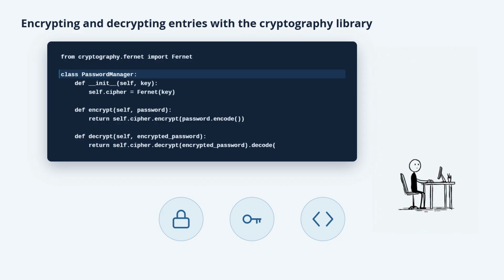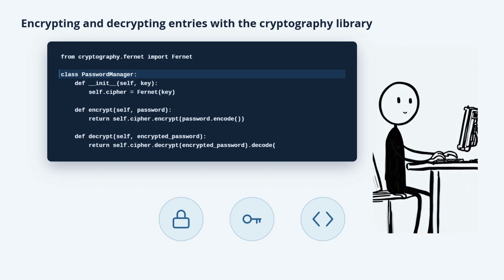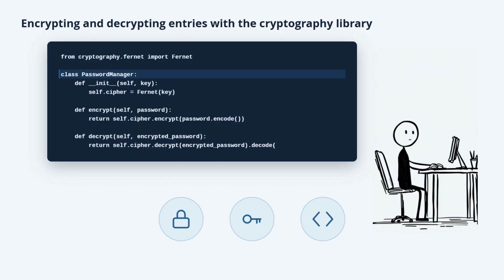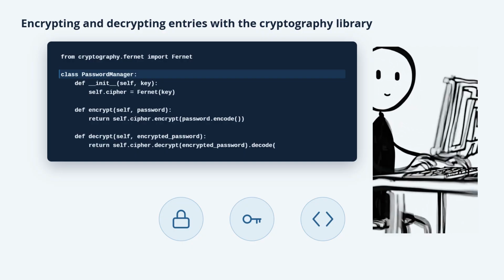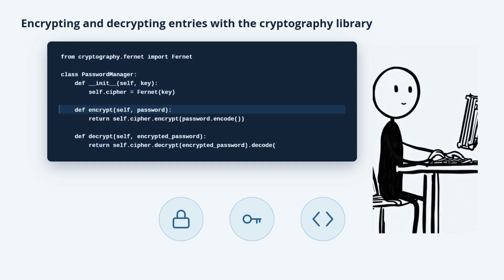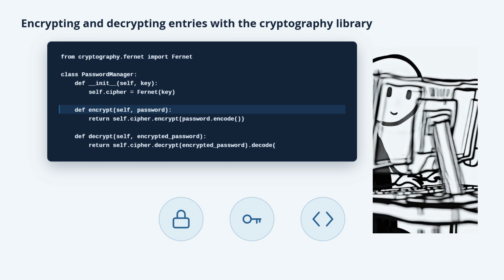On the flip side, decryption is just as important. When it's time to retrieve a password, we need a way to turn that unreadable string back into something usable. This is where the same encryption key comes into play. By using this key, we can reverse the encryption process safely and access the original password.